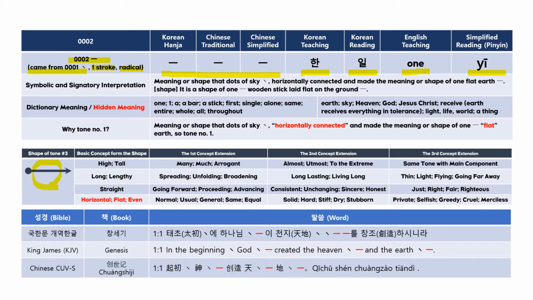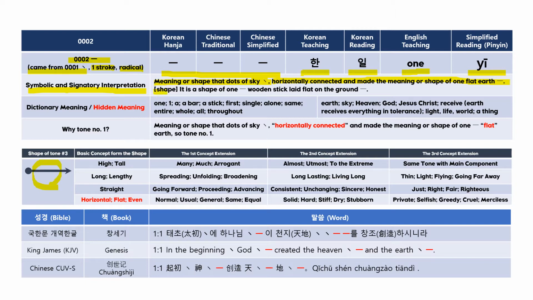And the symbolic and signatory interpretation of 1E: it's the meaning or shape that dots of sky. Do you remember the hidden meaning of dot? It was sky. Dots of sky horizontally connected and made the meaning or shape of one flat earth. This is the symbolic analysis of this character.